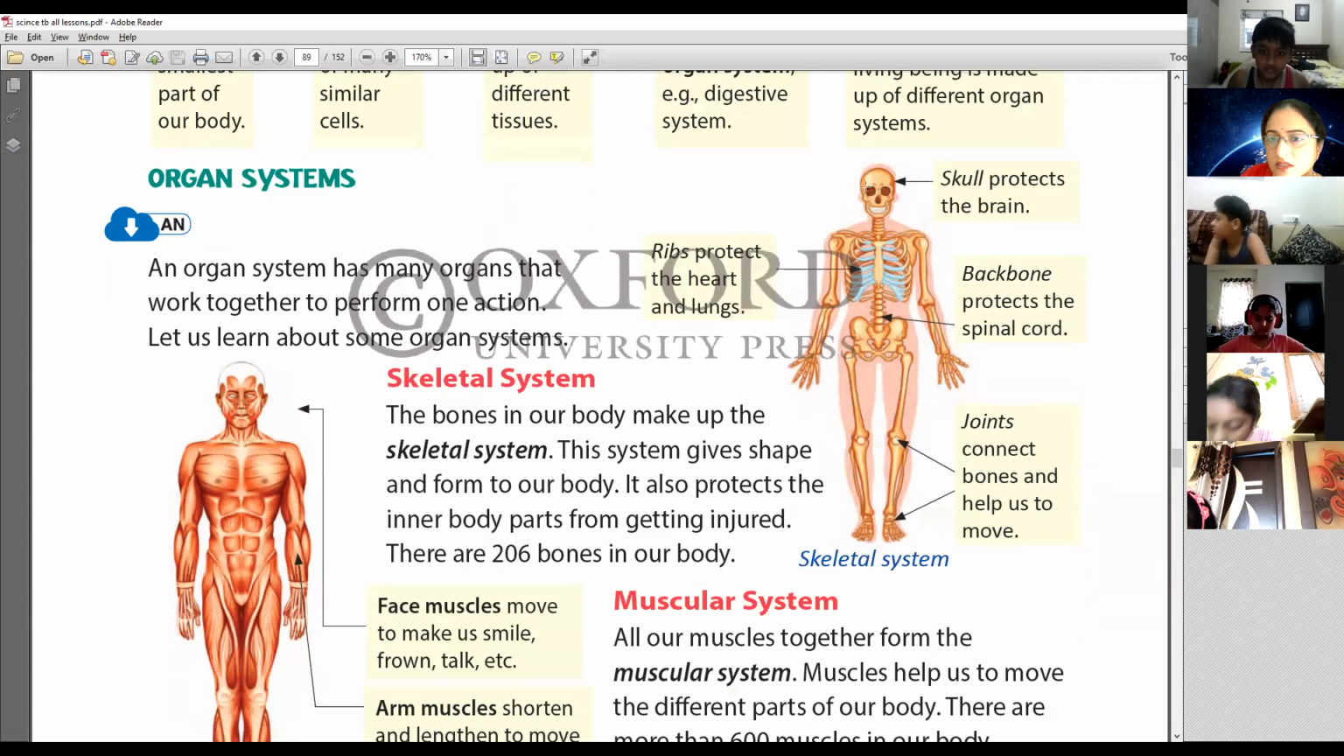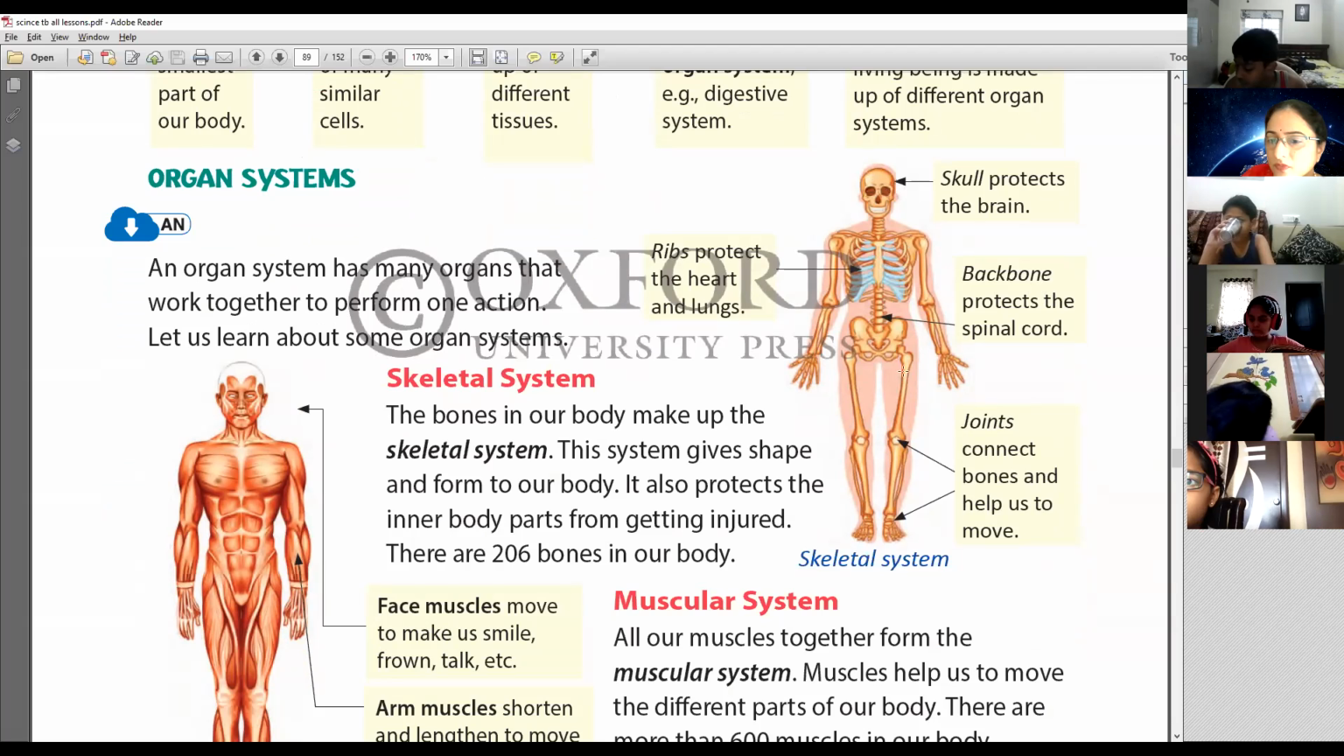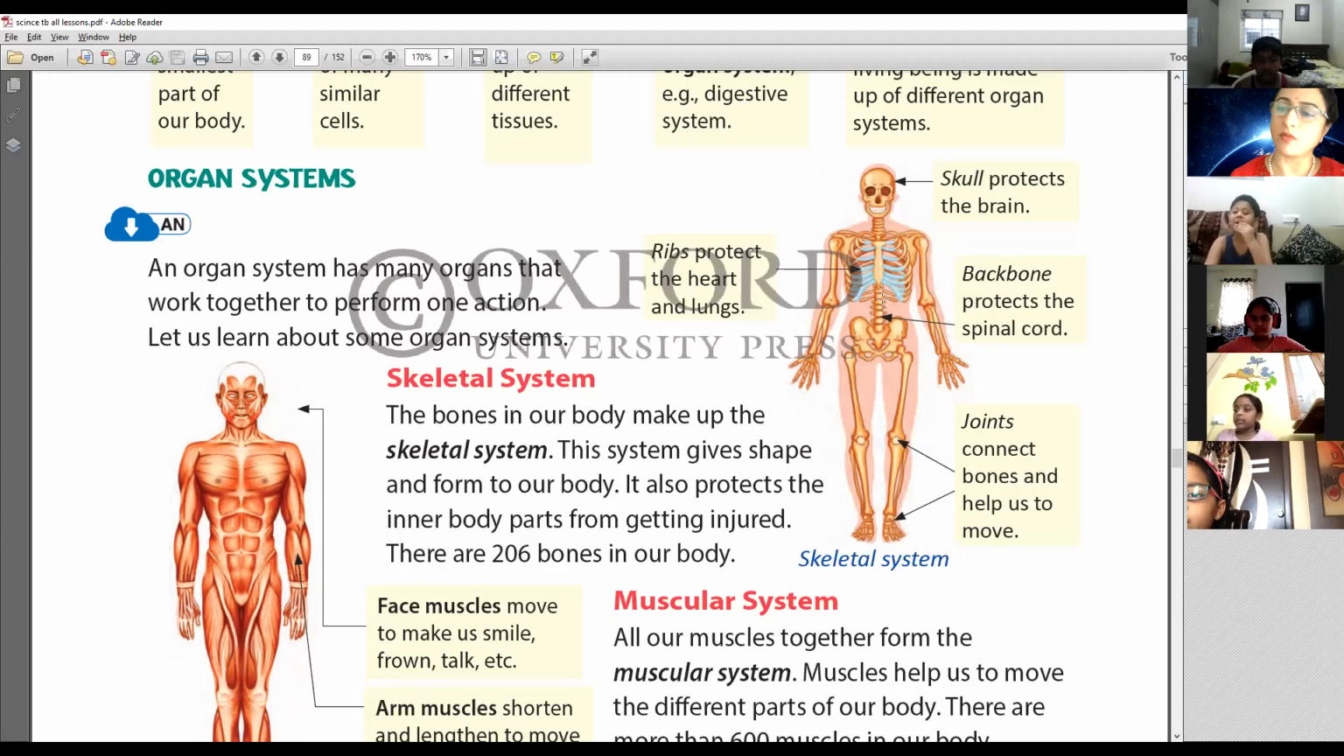Skull protects the brain. I told you, right? The skeletal system protects the delicate parts inside our body, like the heart, brain, etc. The backbone protects the spinal cord. And these joints, knee joints... See, you're able to sit like this. I'm able to sit like this. How? Because my backbone is giving me support to make my body sit in a straight and erect way.